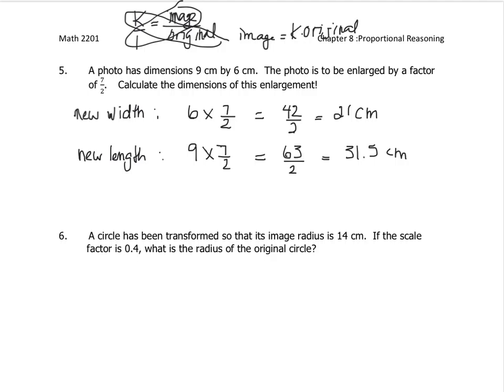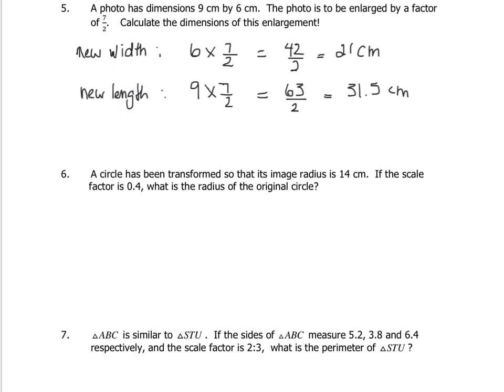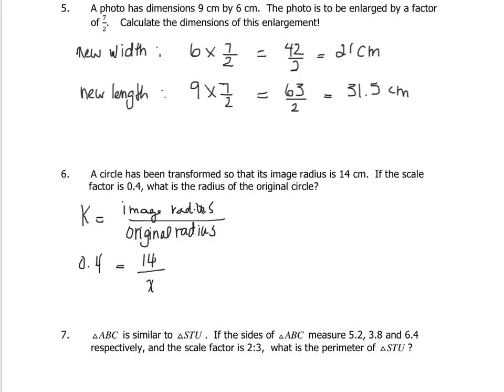Question number 6, this says a circle has been transformed so that its image radius is 14 centimeters. If the scale factor is 0.4, what's the radius of the original circle? So again, we go back to our formula. K equals image, in this case the length is a radius, image radius over original radius. And we know that the scale factor is 0.4. We know that the image is 14. So we're looking for the original. So we put X in there.